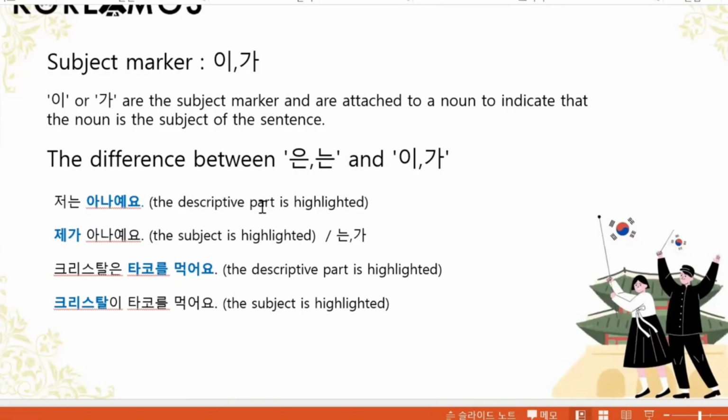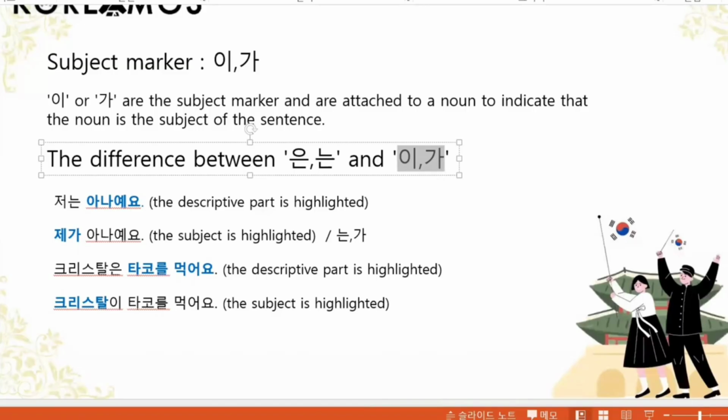So the descriptive part, like you can say the topic part. Some books say 는 is a topic marker and 이/가 is a subject marker. But here I call all four subject markers, because their main function is to indicate that the noun is the subject of the sentence. That's why I call all four subject markers. Especially the topic is important for 는, and the subject is important for 이/가. But anyway, all four you can use after the noun of the subject.